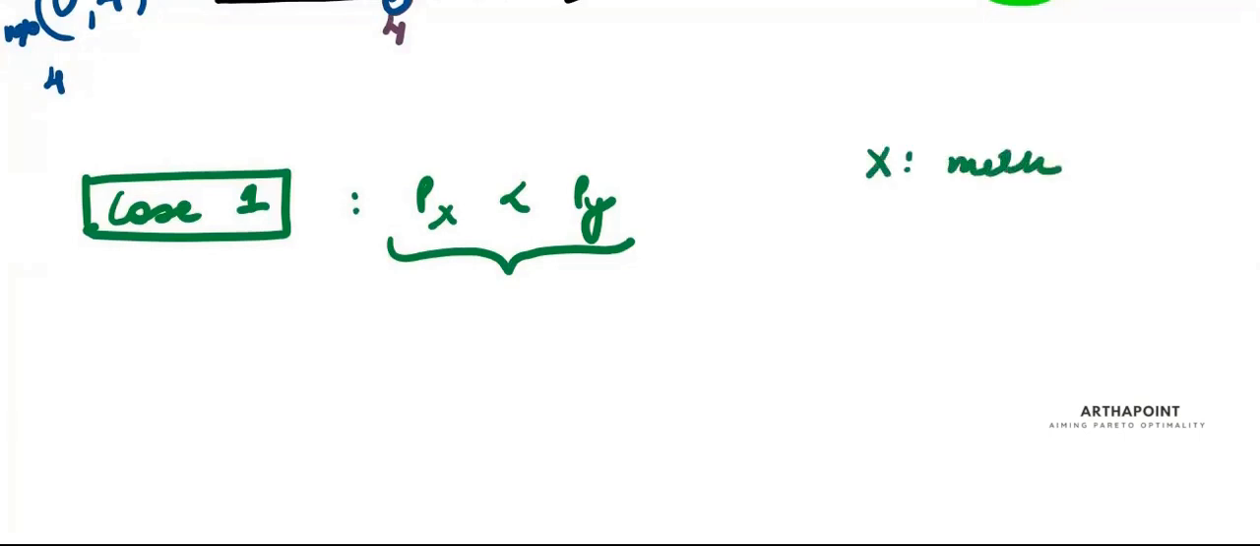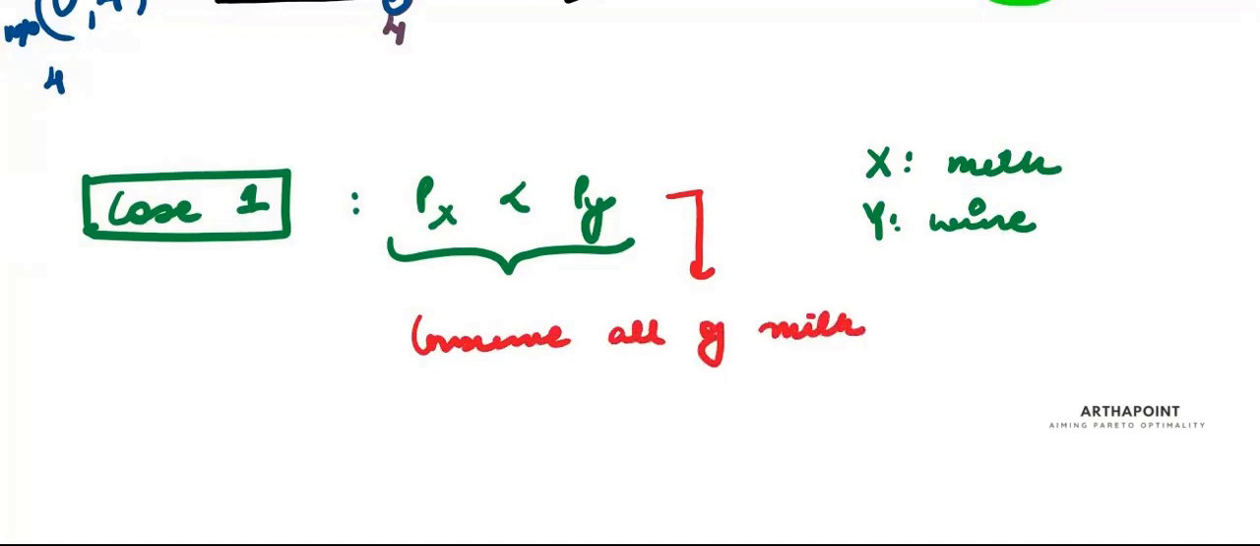And this case is when Px is less than Py. If the price of good X is less than the price of good Y, maybe my X is milk, maybe my Y is wine. So if Px is less than Py, then I'm going to consume all of milk. Because it's simple: both of them are giving me positive utility. I cannot consume them together, so I will consume the one which is cheaper.